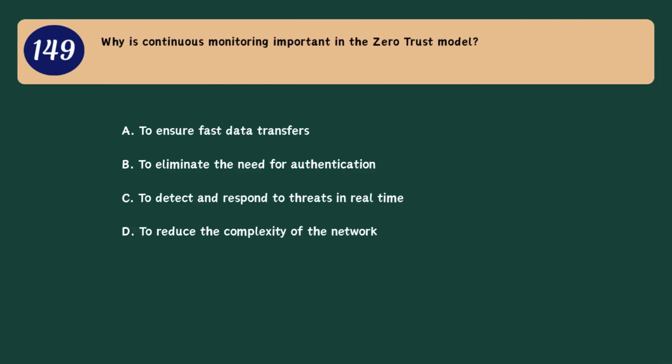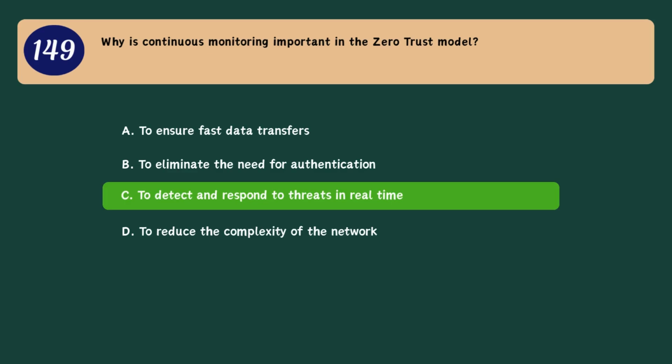Question 149. Why is continuous monitoring important in the Zero Trust model? A. To ensure fast data transfers. B. To eliminate the need for authentication. C. To detect and respond to threats in real time. D. To reduce the complexity of the network. Correct answer. C. To detect and respond to threats in real time.